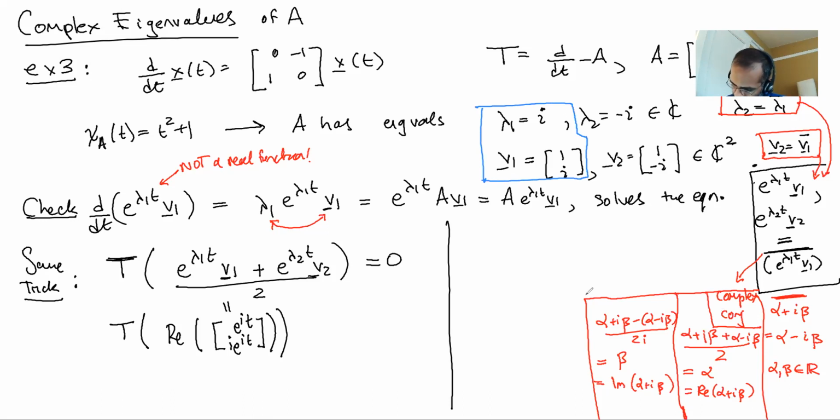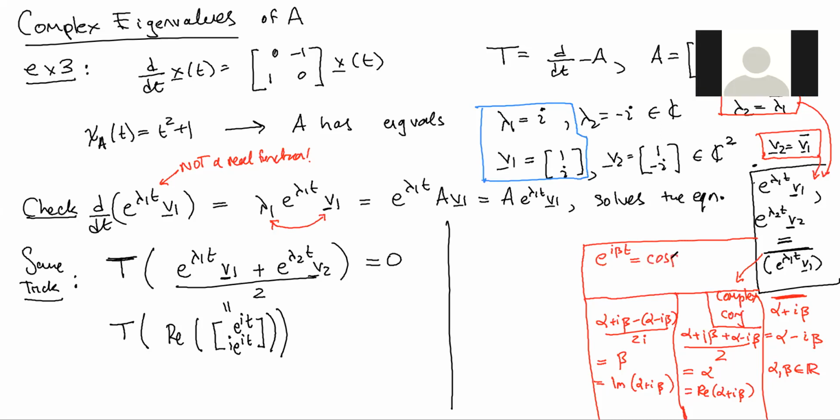But now I'm going to remember my other fact about complex numbers. What's e to the i beta times t? Cosine beta t plus i sine beta t. That was property 3 from last time.